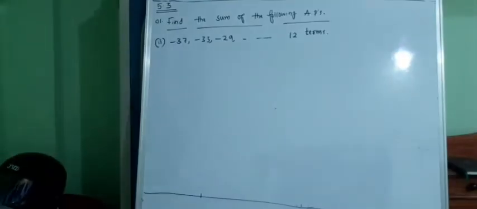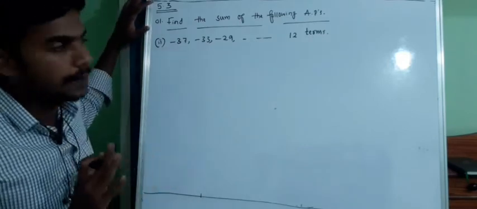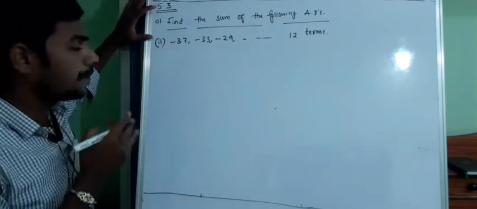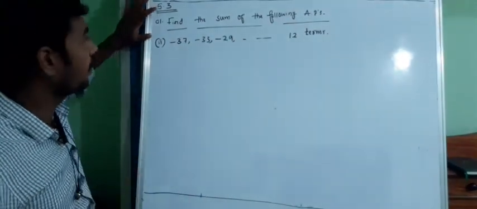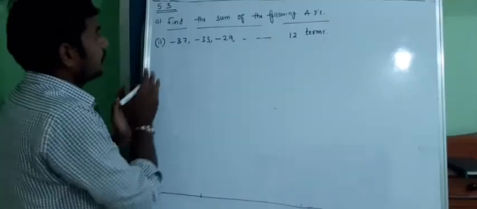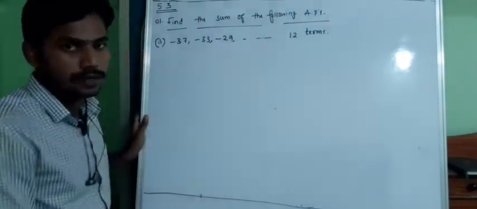Now we'll start with exercise 5.3. In that, the first main question is: find the sum of the following APs, arithmetic progressions. See, the first you can solve very easily. The second is a little bit tricky. I am going to solve it for you. See, minus 37, minus 33, minus 29, up to 12 terms. We need to find the sum of 12 terms.